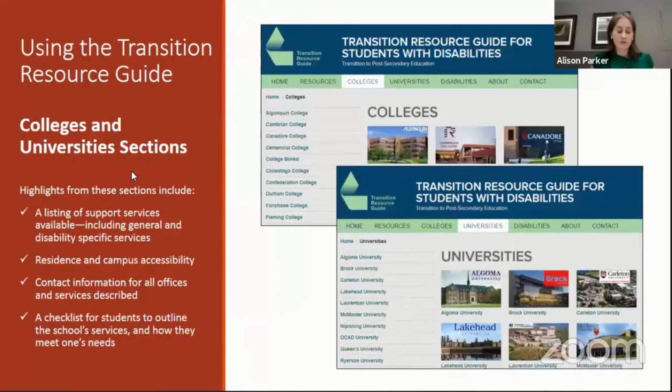In the colleges and universities section is where you'll find more specific information for each of the 44 colleges and universities in Ontario. We provide specific information about their accessibility services, as well as contact information for those services, and then other support services such as the counseling center or peer tutoring that are available for all students. We also include information about residence, campus, and even transit accessibility.